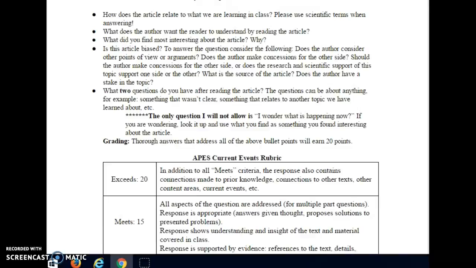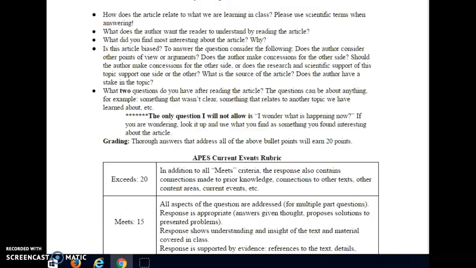The fourth bullet, in class, you should have done a worksheet about bias. And so we want to ask you, is this article biased? And that's an important thing to consider when reading. So think about the questions that we have listed on the guidelines, such as, does the author consider other points of view or arguments? Does the author make concessions for the other side? Should the author make concessions for the other side? Or does the research and scientific support of this topic support one side or the other?